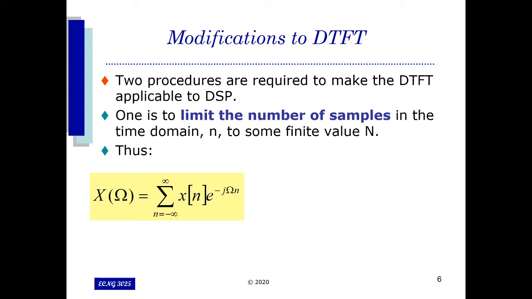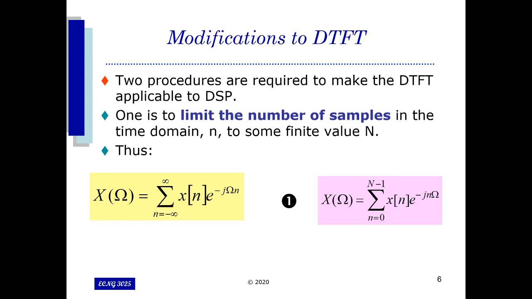And as such, moving from the DTFT equation here, we move towards a limited DTFT equation, where instead of going between positive infinity and negative infinity, we now have a finite number of samples, starting with n equals 0 up to capital N minus 1, because the index starts at 0 and finishes at index N minus 1. So this is the first way we can limit the DTFT for it to be applicable towards DSP.